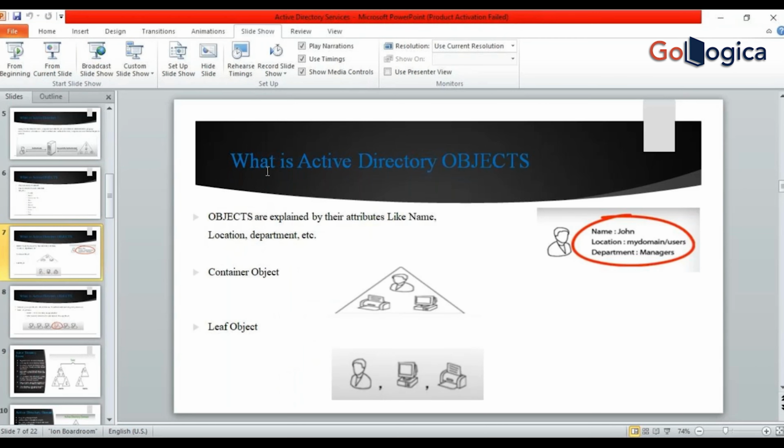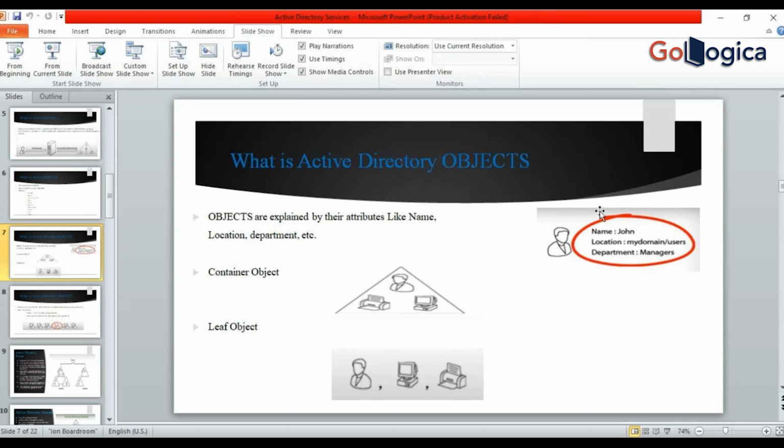Now, objects have attributes. If a user has a name, location and department, it means that user John has the rest of the information. That becomes some of the attributes of the particular user.